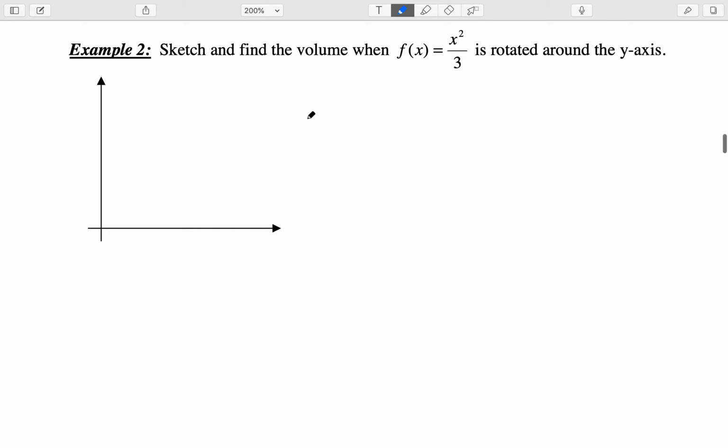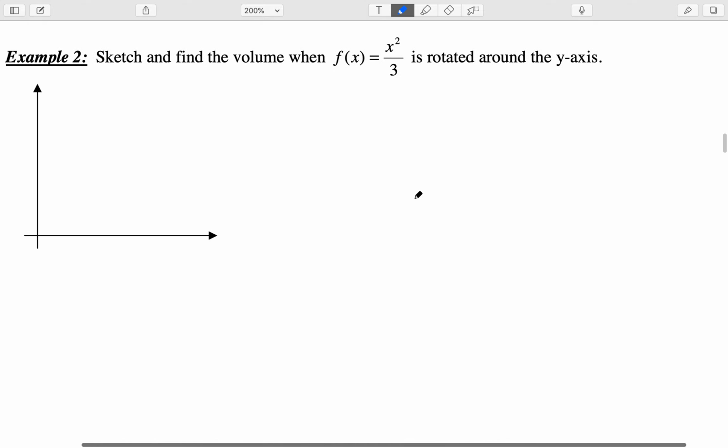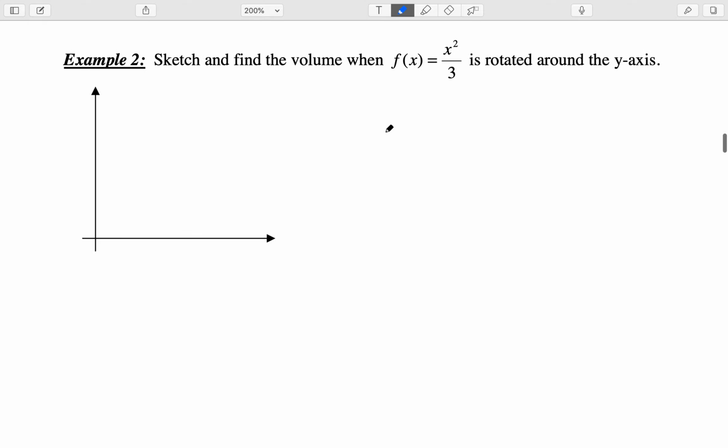Let's try another one. Sketch and find this volume. Okay, so now this is x squared divided by 3. Okay, so I know it's going to be a half parabola. Well, it's kind of a parabola divided by 3. It's rotated around the y-axis. We need to figure out some interval. I don't want this to go on forever. What do we want to use? Let's say on the interval from, I'll just make this up, from 0 to 3.